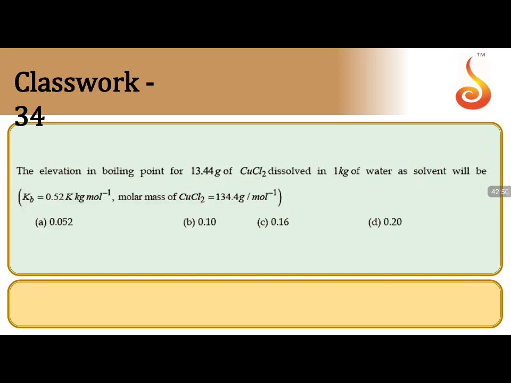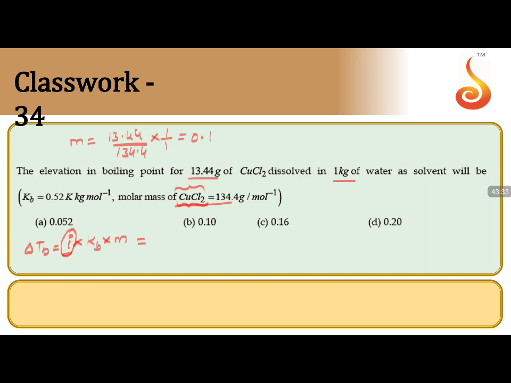The next question is the elevation in boiling point for 13.44 grams of CuCl2 in 1 kg of water, where the molecular weight of CuCl2 is 134.4. If you calculate the molality, that is 13.44 by 134.4, into 1 by 1 kg of water. That will be equal to 0.1 molal. Now what is your formula? Delta Tb is equal to i into Kb into molality. Why are we writing i? Because it's an inorganic salt. For inorganic salts, always mention i in your formula. Without this, your answer is incomplete.